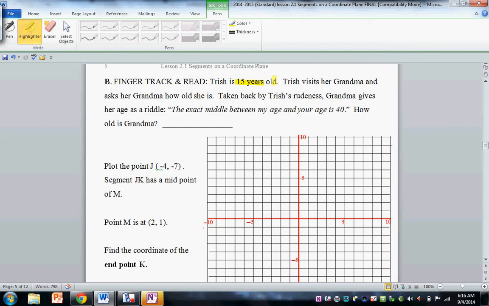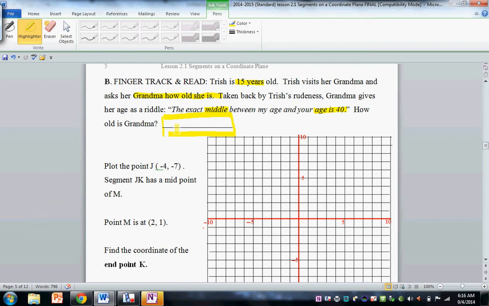Trish is 15 years old. Trish visits her grandma and asks Grandma how old she is. So our unknown is how old Grandma is. Taken back by Trish's rudeness, Grandma gives her age as a riddle. So she's going to get back at Trish by giving her a riddle. Math, nonetheless. She says to Trish, the exact middle between my age and your age is 40.